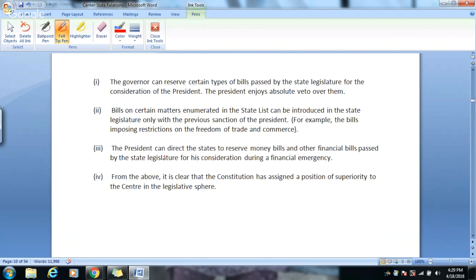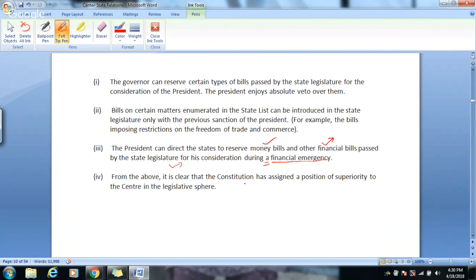The third one is that the president can direct the states to reserve money bills and other financial bills passed by the state legislature for his consideration during a financial emergency. That means at a particular financial emergency, the bills will be introduced by the state legislature. The bills, with respect to money bills and other financial bills, will be reserved by the president for his consideration. If there is a financial emergency, money bills and financial bills will be reserved by the president. So this is the third point where we see the Center's control over the state legislation.